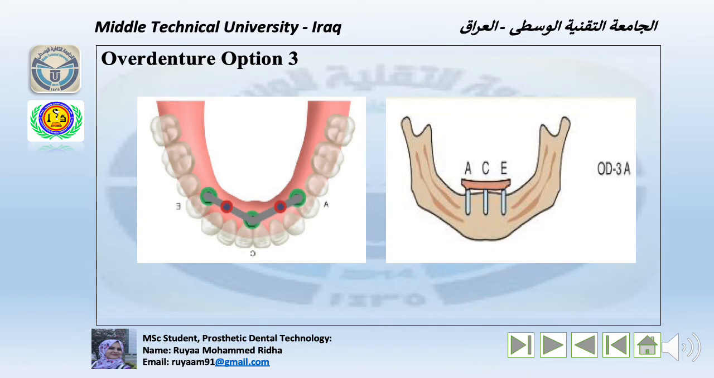I will present overdenture option 3, overdenture option 4 and overdenture option 5 in this lecture. In overdenture option 3, three root form implants are placed in the A, C and E positions as shown in the pictures. Then the three implants are connected by a superstructure bar, but with no distal cantilever.